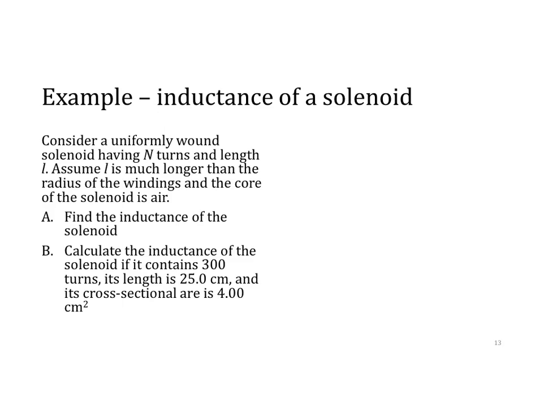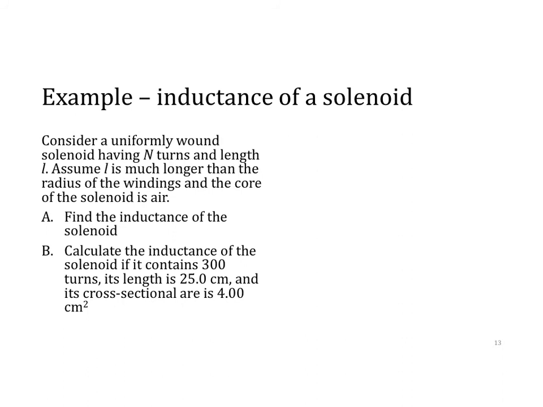So how about an example? Let's look at the inductance of a solenoid, because solenoids are pretty typical type inductors. So this is from your book. It's on page 972. It says, consider a uniformly wound solenoid having N turns and length L. Assume that length is much longer than the radius of the windings, and the core of the solenoid is air. So they want us to first find the inductance of the solenoid.